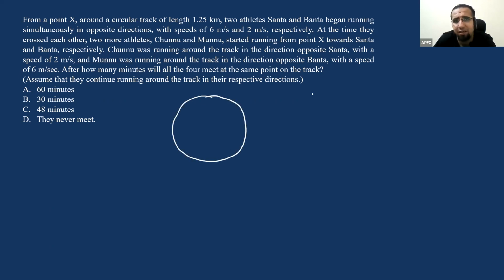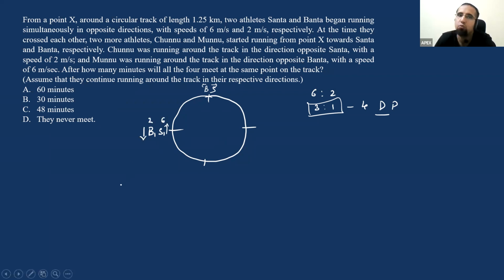Now let's start doing this strategically. So 6 is to 2, that means 3 is to 1. That means they are going to meet at 4 distinct points on the track. I'm dividing the track into 4 equal parts. Okay. When Santa is, let's say, traveling in this direction, Banta is traveling in this direction. So when Banta covers 1 part, Santa covers 3 parts. So this is the first meeting of, let's say, B1 and S1, where S1 is moving in this direction and B1 is moving in this direction. S1 is moving at 6 and B1 is moving at 2.